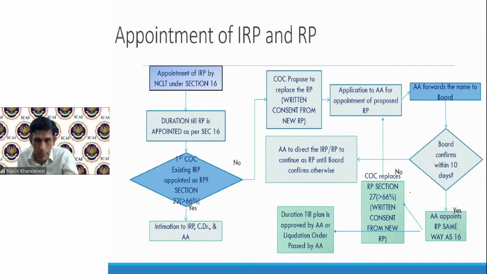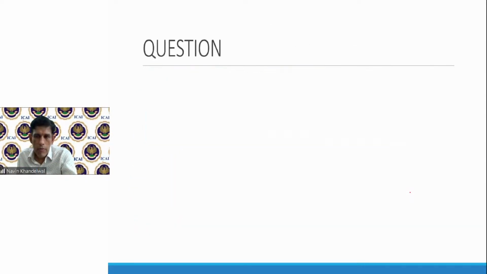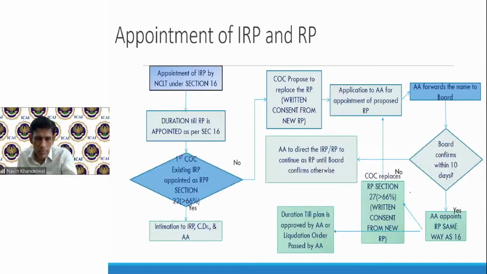You can ask me, sir, can the new RP who is appointed be replaced anytime? Yes, the new RP can also be replaced under section 27 anytime by a COC vote of more than 66%, and they can appoint any other person as the RP. So from this whole understanding, we understand that the COC is the center where everything will revolve. For every permission, I have to go to the COC.